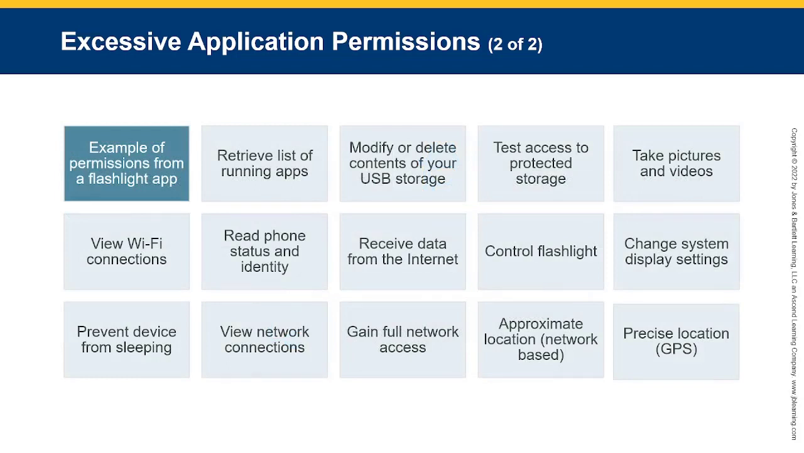These are examples of permissions in a flashlight app. Retrieve a list of running apps, modify and delete contents of USB storage, test access to protected storage, take pictures and videos, view Wi-Fi connections, read phone status and identity, receive data from the internet, control flashlight, change system display settings, prevent device from sleeping, use network connection, gain full network access, approximate location, and precise location.